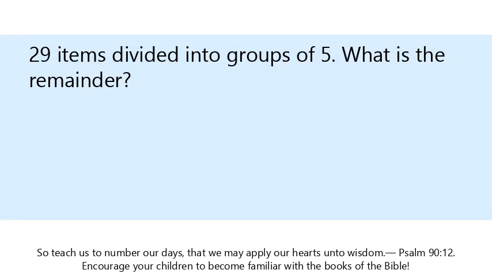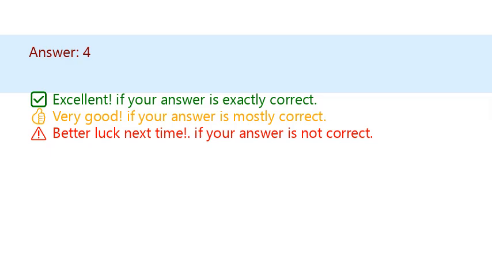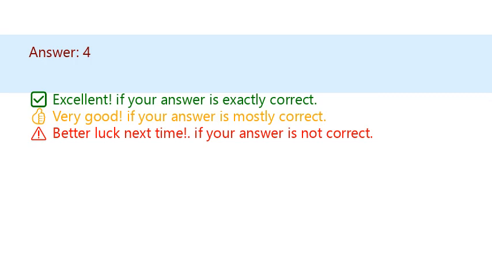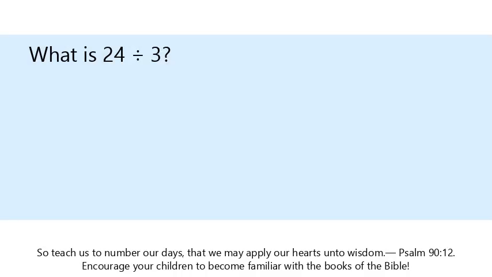29 items divided into groups of 5. What is the remainder? Answer, 4. What is 24 divided by 3?